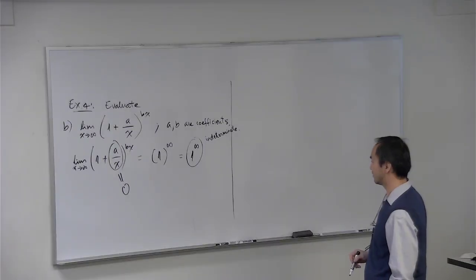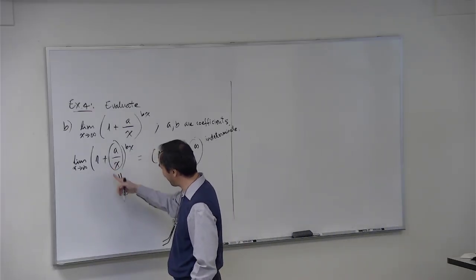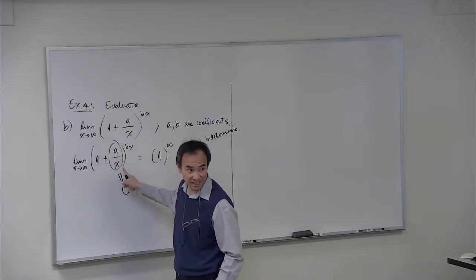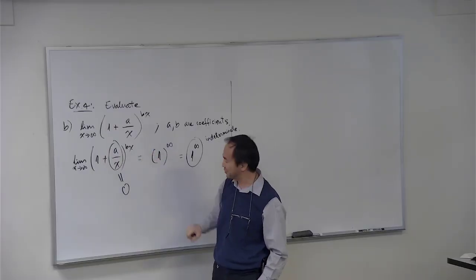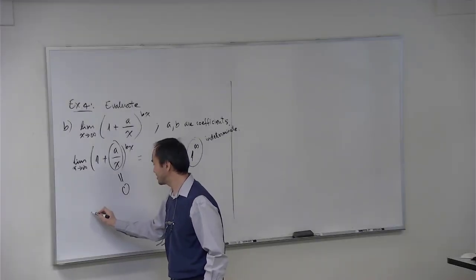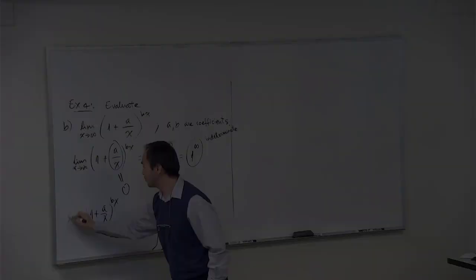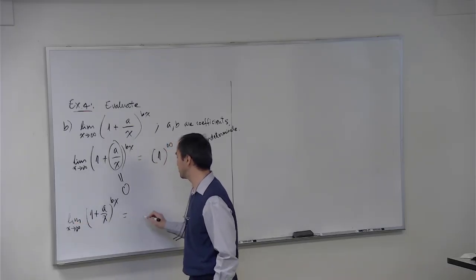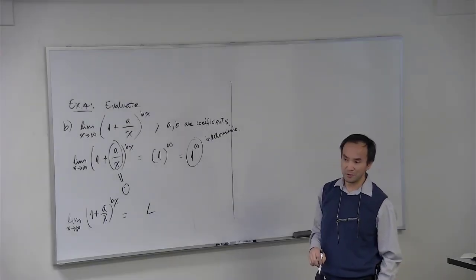And so now I'm going to apply that strategy that we've had. It does stay in the form of some f of x, 1 plus a over x, raised to another power being the g of x. So I can do this. Let's say the limit of 1 plus a over x all raised to the power bx is going to equal some unknown value L.